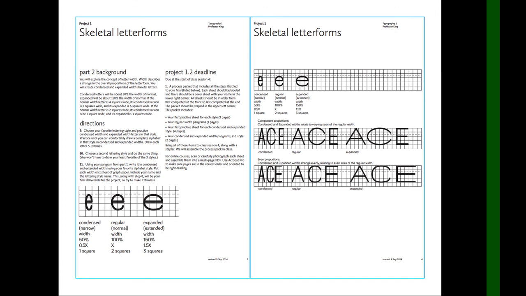For my online courses, I want you to scan or carefully photograph each sheet and assemble it into a multi-page PDF. So put them together in the order that I've given you here, and use Acrobat Pro to make sure the pages are in the correct order and oriented to be right reading. So when I look at the PDF, I will see everything right side up. And that is what you're going to do in the next week. So let's get to work.